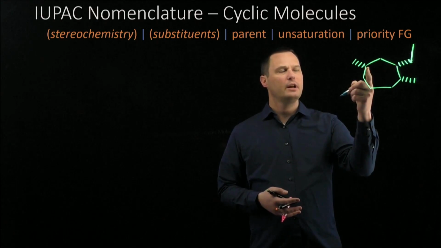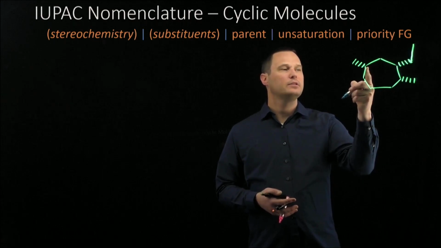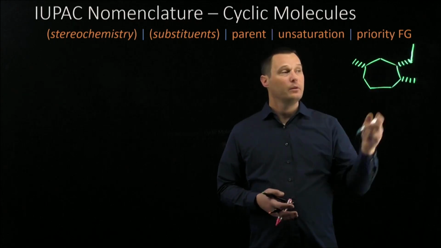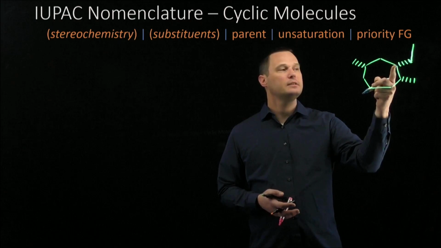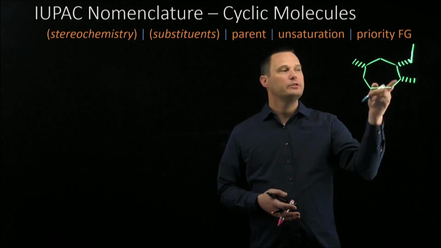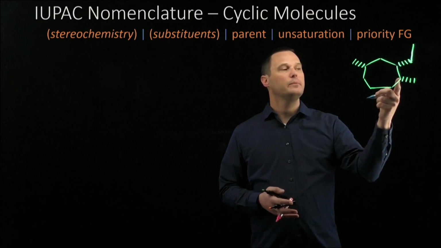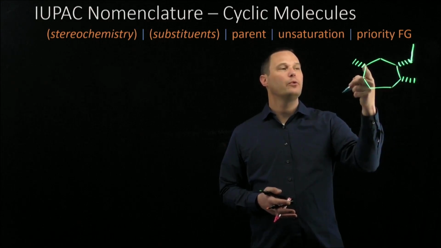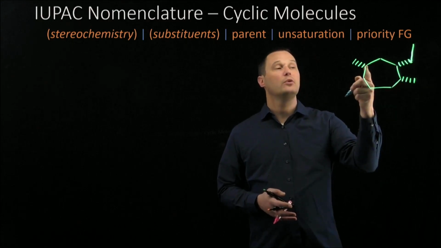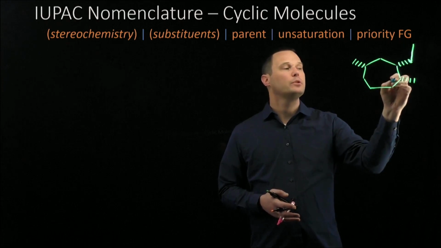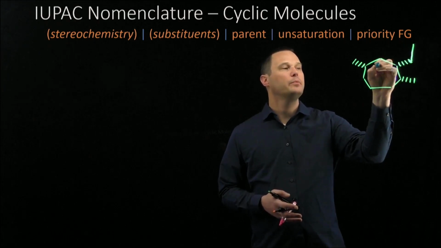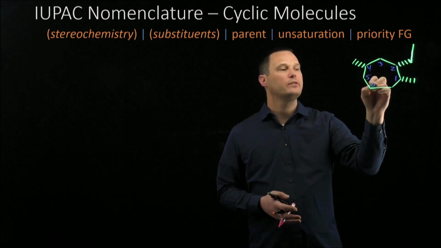For example, if we start at this carbon as carbon number 1, the next lowest set would be 1, 3, 4. If we start at this carbon as carbon number 1, its set would be 1, 2, 6. And 1, 2, 6 is a higher overall set than 1, 3, 4. If we start at the carbon over here, the lowest overall set would be 1, 2, 4. And 1, 2, 4 is a lower overall set than 1, 3, 4. So we're going to use this position as carbon number 1 and count counterclockwise to give the lowest overall set of numbers.